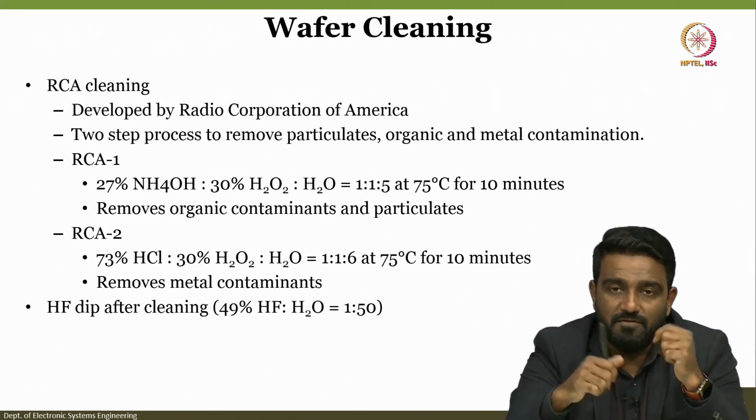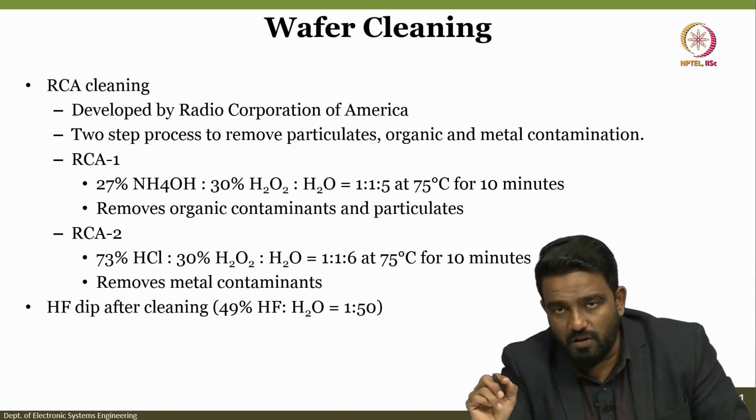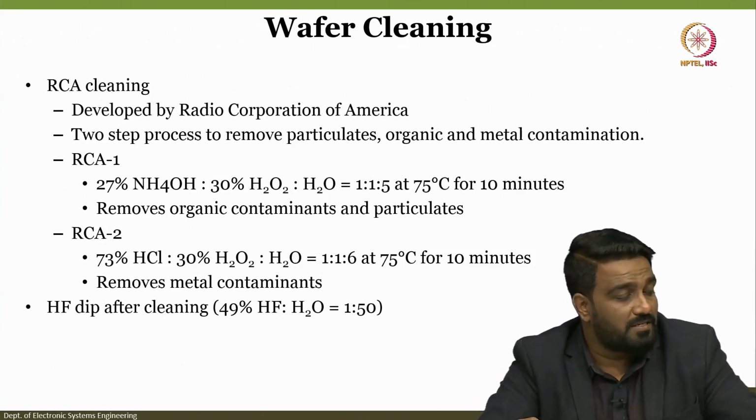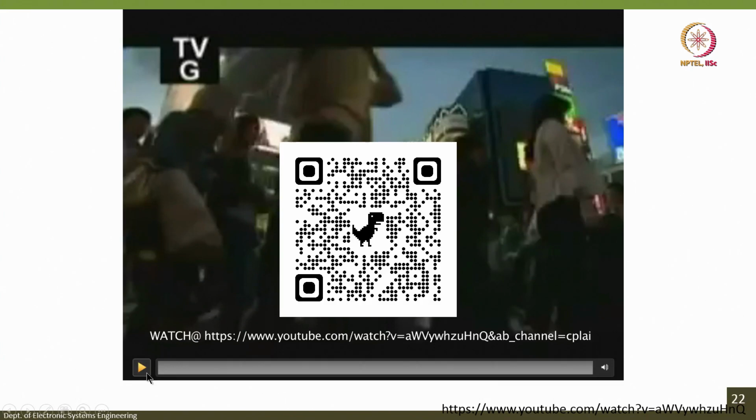And finally, there is an HF dip. The HF dip is used to remove the thin layer of silicon dioxide that is grown when the wafer is exposed to the air. That is 49% HF to H2O in a ratio of 1:50. So, let me play this video and then you will understand more about how the silicon chip, from when it starts, how the fab lab works, and how we see the end.